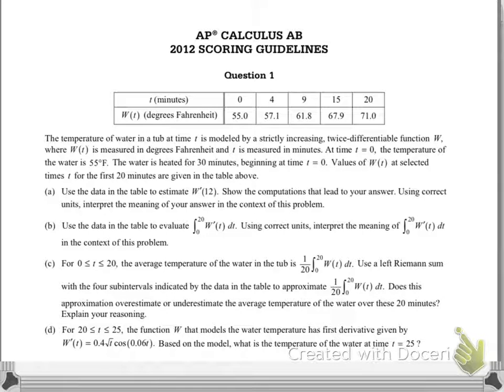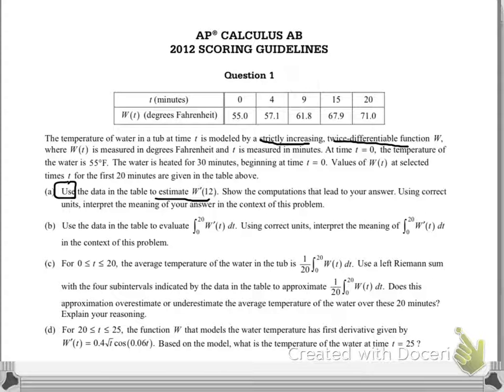So here's another example from 2012 in the AP exam, and again, similar to the last one, we have a strictly increasing, twice differentiable function w, which means you can find both the derivative and the second derivative, and it's a change in temperature over time. At time 0, the water temperature is 55. They heat it up for 30 minutes, and the data there represents how we are given that. So use the data to estimate w prime of 12.